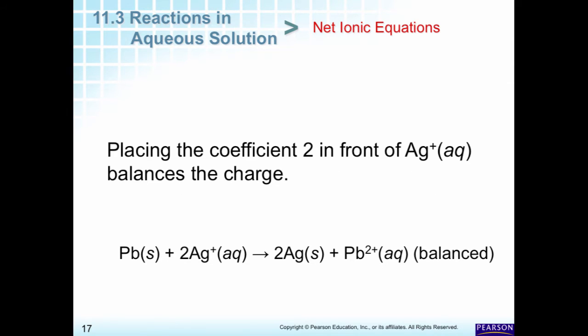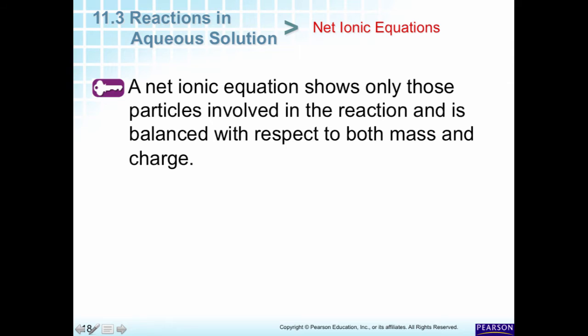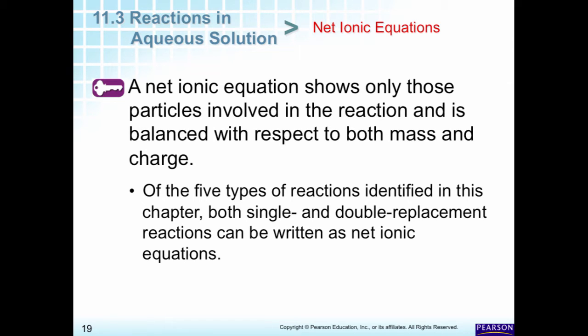All right, so what we have to do is take this here, the 2Ag, because we have to have 2 plus. Okay? It's one way of looking at it. You could also have balanced the complete ionic equation, or just balance the equation before you separate it, and it would work out also. Net ionic equation only shows those things that are involved in the reaction, and it's balanced with respect to both mass and charge. Usually the two things that are going to have net ionic equations are single and or double replacement reactions.